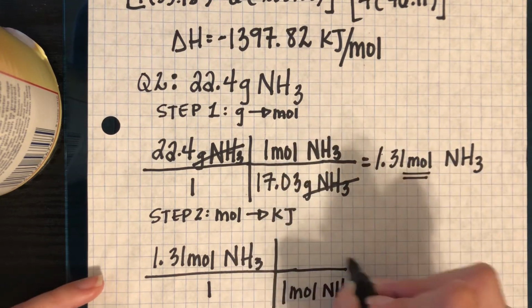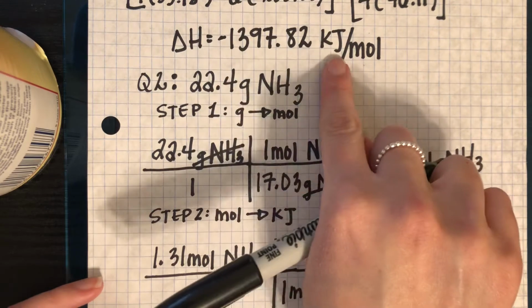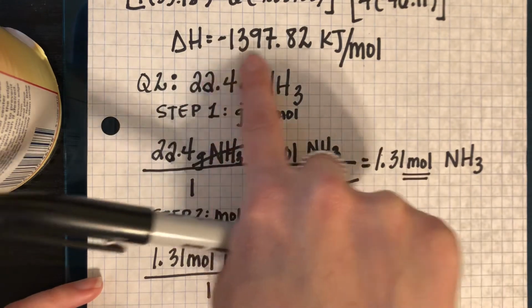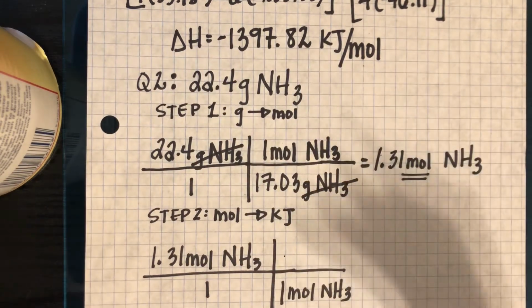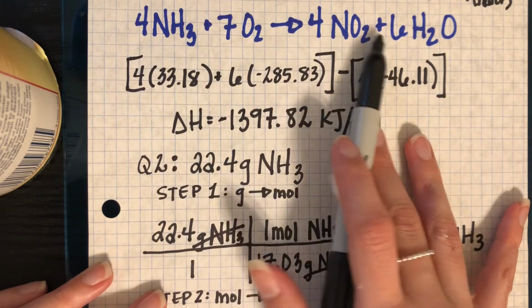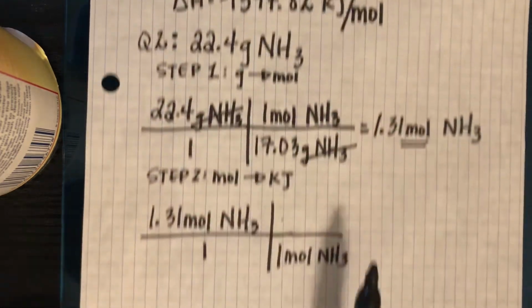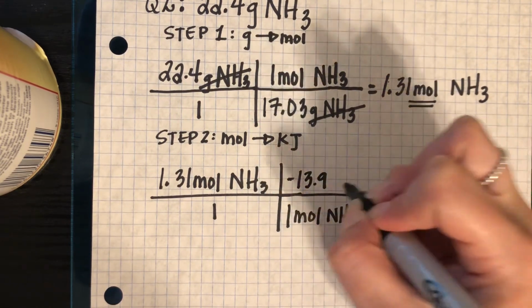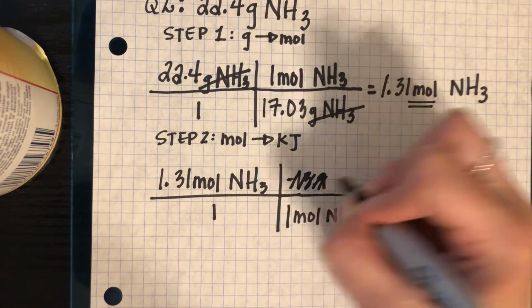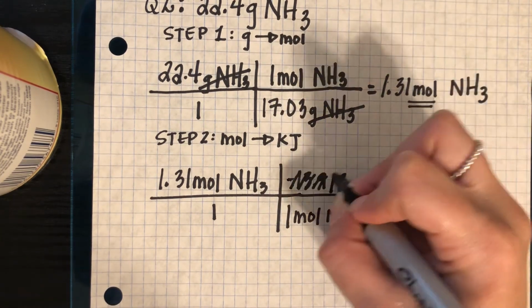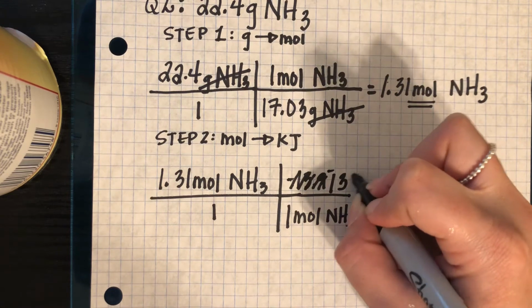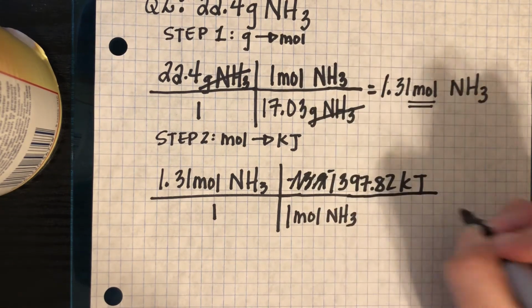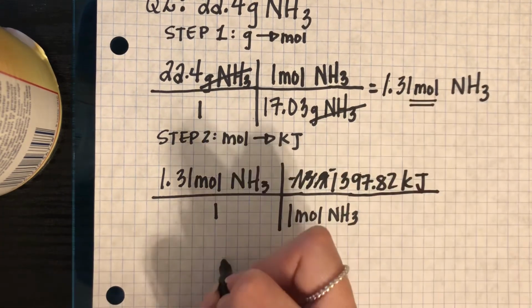Then I'm going to put what I want up top. Using this, I want kilojoules. We're going from moles to kilojoules. This is what I want, so I'm going to put this number up top, because it's saying it's burning ammonia. This was the equation for the burning of ammonia. Oops, why did I put a decimal point right there? My bad. And I forgot my negative sign. Negative 1397.82 kilojoules. And then all you have to do is multiply.